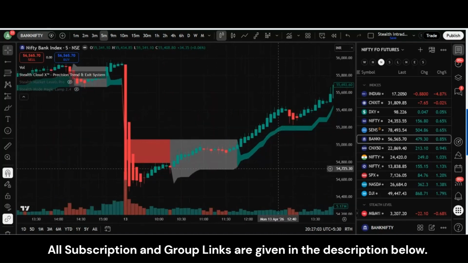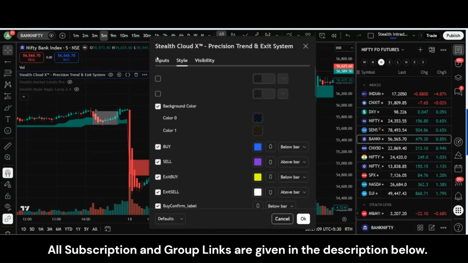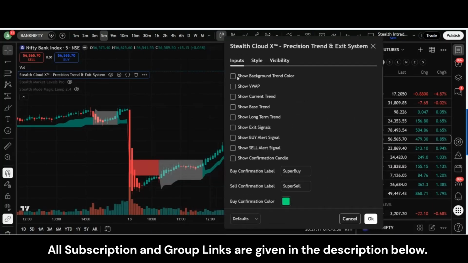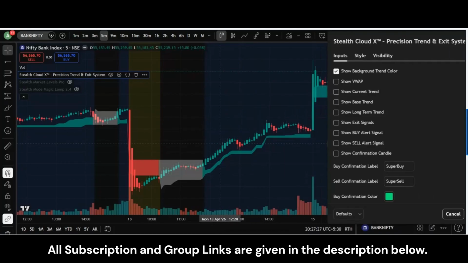Now, if you're finding it difficult to see the cloud, then you can do one more setting. You can simply go to the CloudX indicator and turn the background trend color on. So wherever the color is supposed to be red, the entire background will become in this shade. Where it is neutral, the background will remain black, no color change. And where we have the green cloud, which we have also made blue, the background will become completely blue.